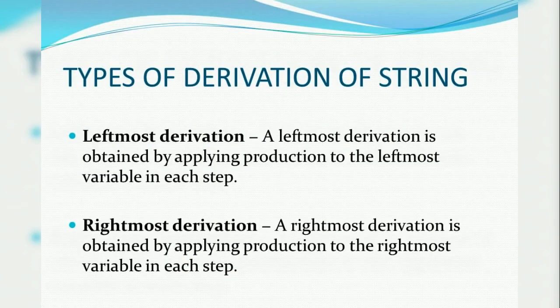There are two types of derivation of strings, leftmost and rightmost. The leftmost derivation is obtained by applying a production to the leftmost variable in each step. The rightmost derivation is obtained by applying a production to the rightmost variable in each step.